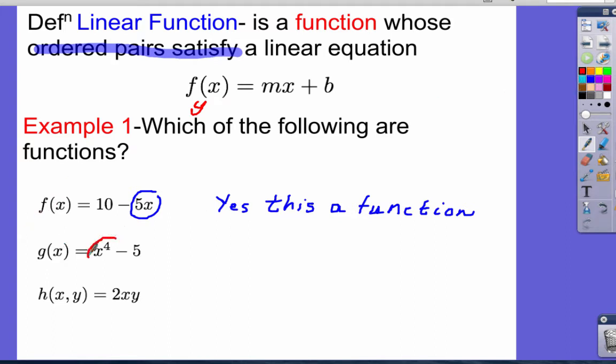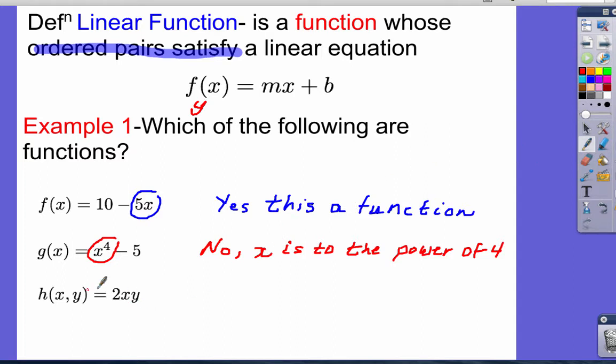Now, when you get into the second example, we look right here and say, wait a minute, that's to the fourth power. That's really 4x being multiplied out. So there's our troublemaker right there. We're going to say no, this is not a function, and the reason is x is being multiplied by itself. X is to the power of 4, and they need to be first-power linear equations.